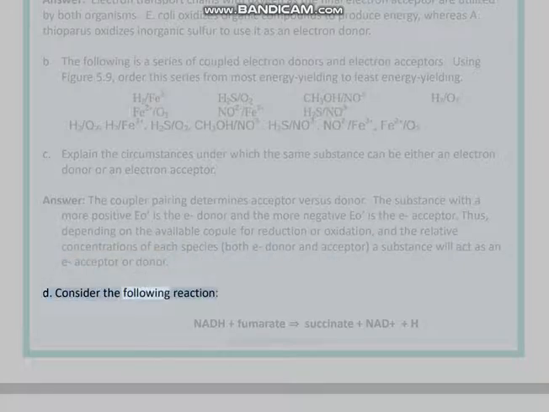D. Consider the following reaction. NADH plus fumarate gives succinate plus NAD plus H plus.